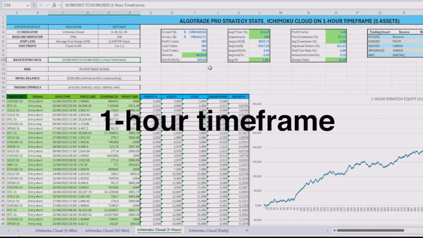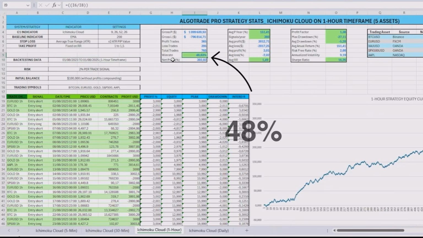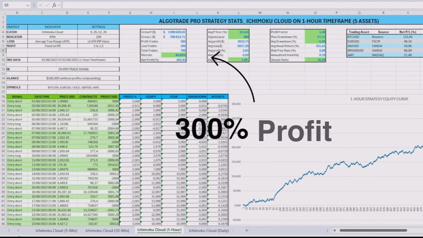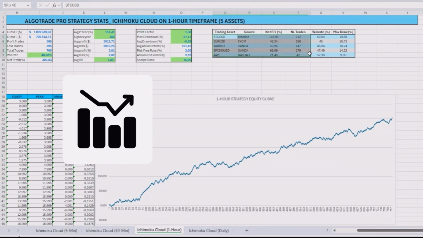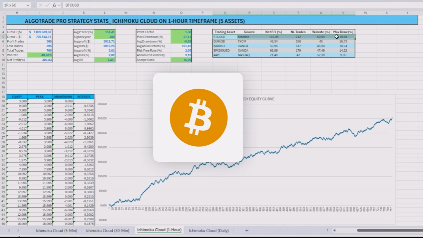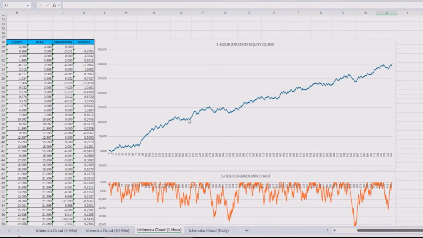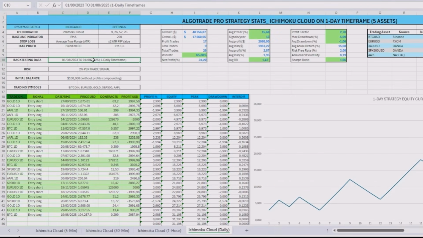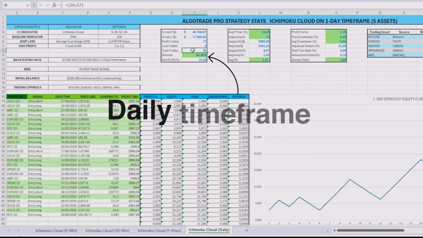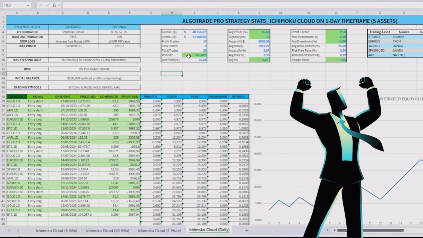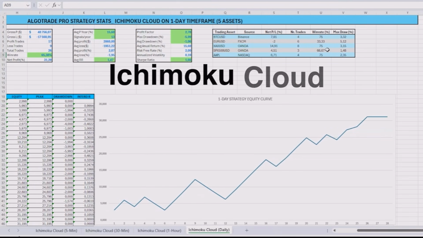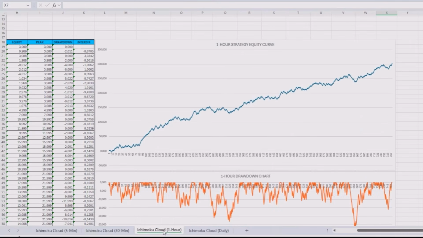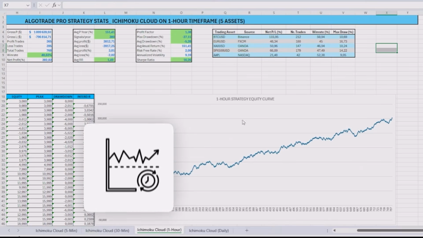Then, on the 1-hour timeframe, the win rate increased to 48% with more than 300% total profit and a max drawdown of only 27%. All assets were profitable, with Bitcoin standing out as the top performer. The equity curve was smooth and clearly trending upwards, which is exactly what we want to see. And finally, on the daily timeframe, there were fewer trades, only 26, but the results were rock solid with a 65% win rate and 31% profit. This confirms that the Ichimoku Cloud really shines on higher timeframes for swing and position trading.